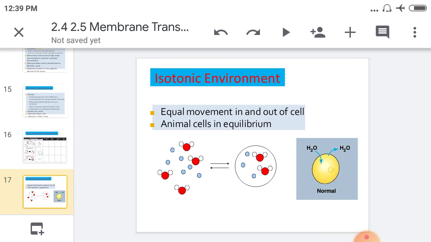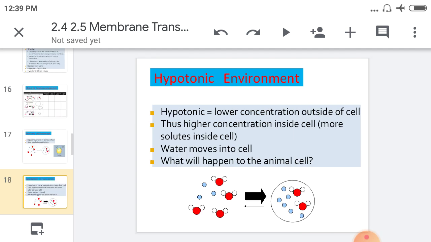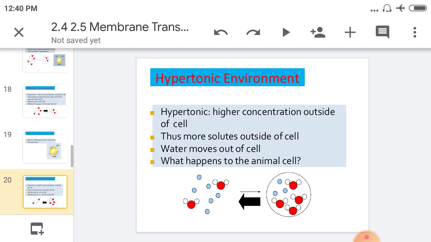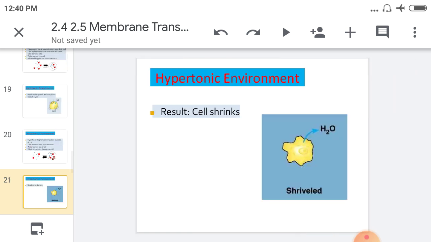Then in the isotonic environment, there is equal movement in and out of the cell, so the animal cell is in equilibrium. In the hypotonic environment, there is a lower concentration outside the cell; the cell expands and may burst, called osmotic lysis. In the hypertonic environment, there is a higher concentration outside the cell, and the cells shrink here.